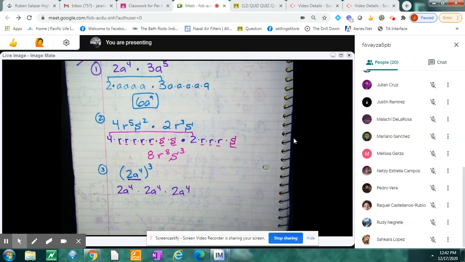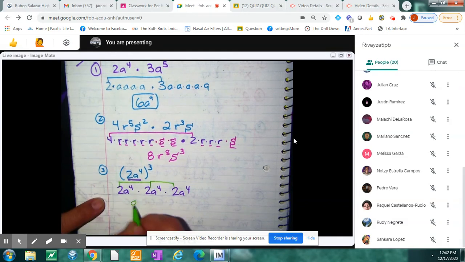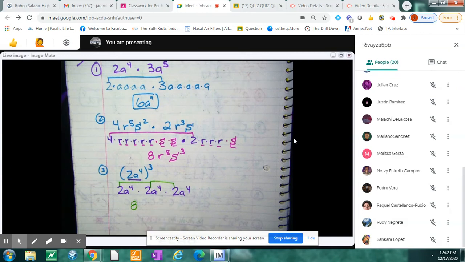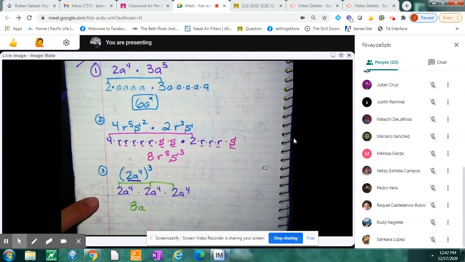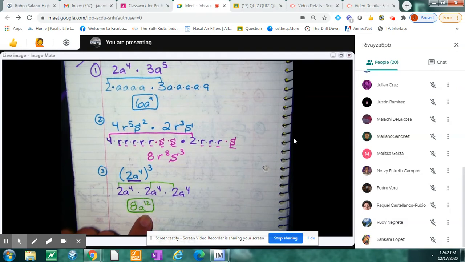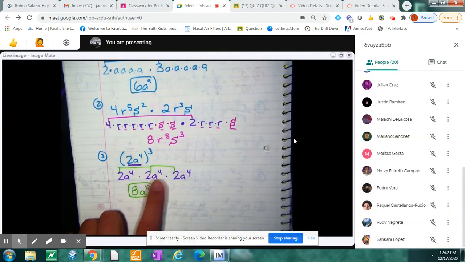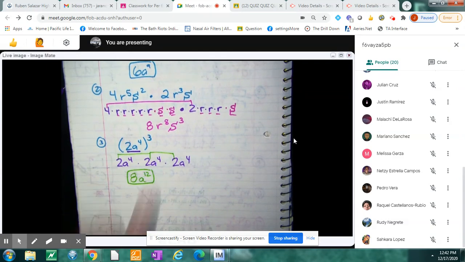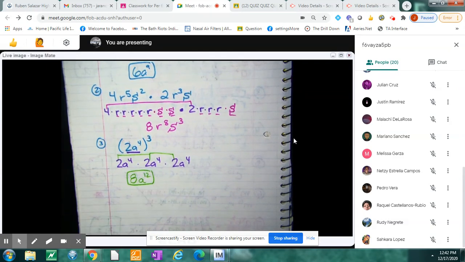Right? Mister, can I just multiply the numbers now? Yeah. What's 2 times 2 times 2? 2 times 2 is 4. 4 times 2 is 8. And then on the side, the exponents: 4 plus 4 plus 4. You could even do it on your fingers. That's 12, mister. Because when you multiply, you're adding the exponents, right? So 8a to the power of 12. All right. It's not 8 to the 64. You're not multiplying the exponents. You only multiply the big numbers. Okay. So that's number 3.